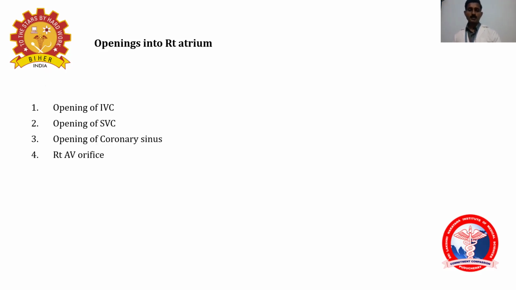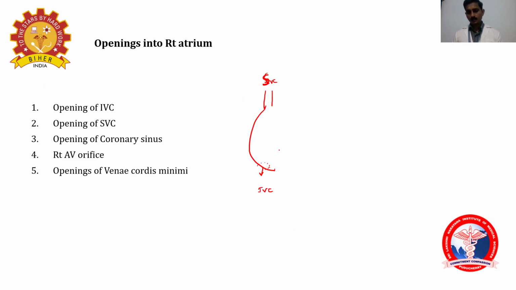Now, what are the openings in the right atrium? We have right atrium. So, right atrium is like this. The first structure that is opening from the top is called the SVC opening. So, this is the superior vena cava opening, which is present on the top. We also have the inferior vena cava opening. We also have on the inferior a small sinus that is called coronary sinus. And last is the right AV orifice. Through that, it is passing from the right atrium to the right ventricle.